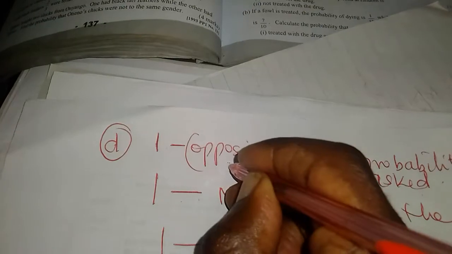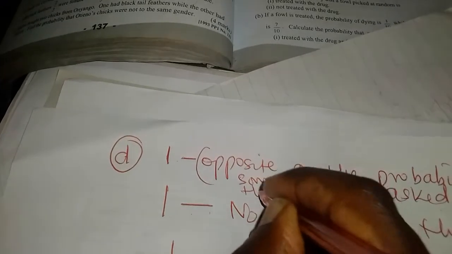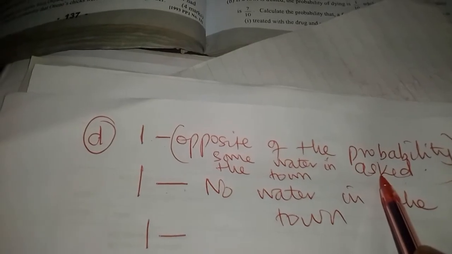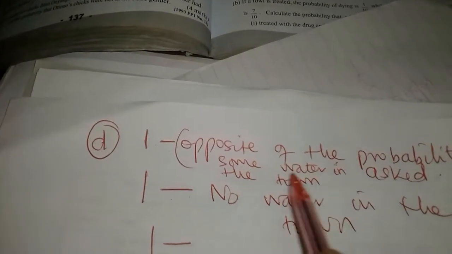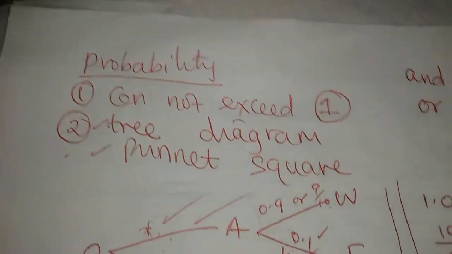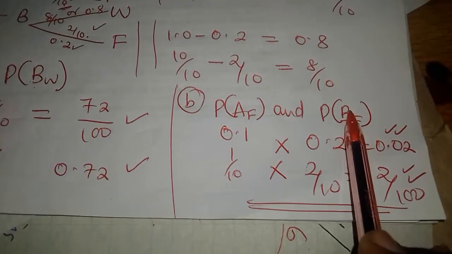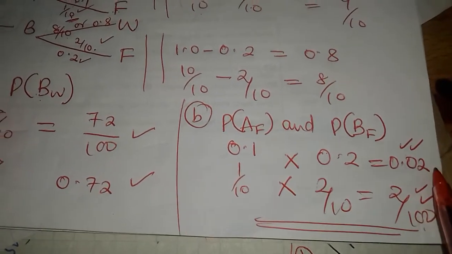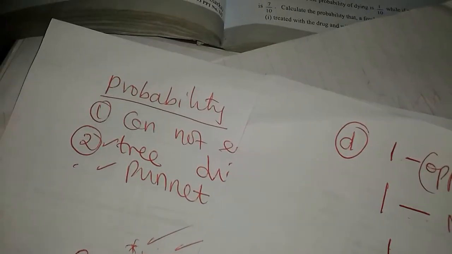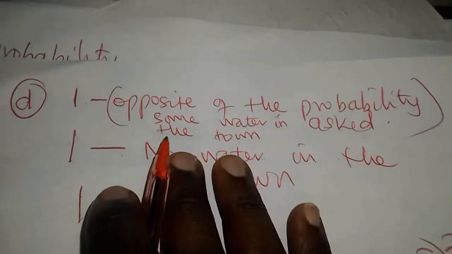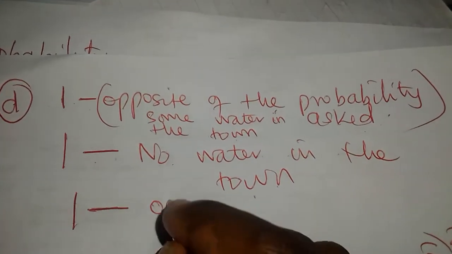So 1 minus the opposite of the probability asked. And the probability asked here is some water in the town. So the opposite, no water in the town. So 1 minus, now what was the probability of having no water in the town? I had done that question here, and it was all about A failing and B failing. And the answer was 2 over 100 or 0.02. So I'll just say 1 minus having no water in the town is 0.02.